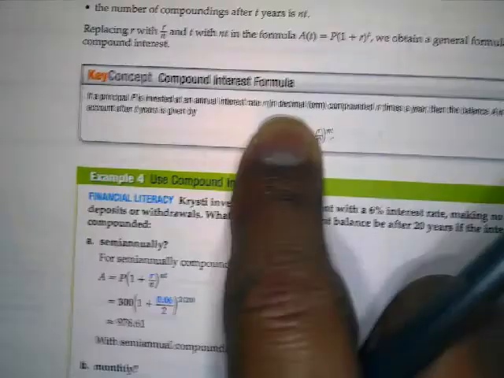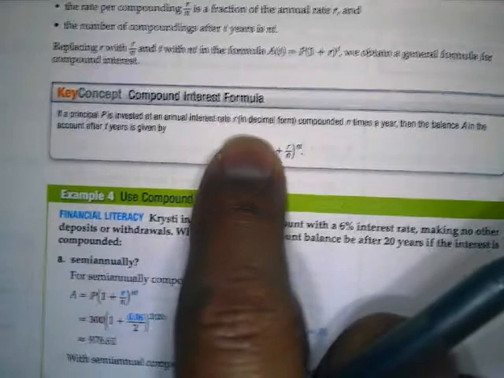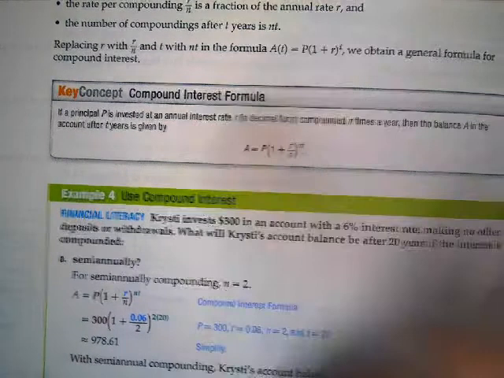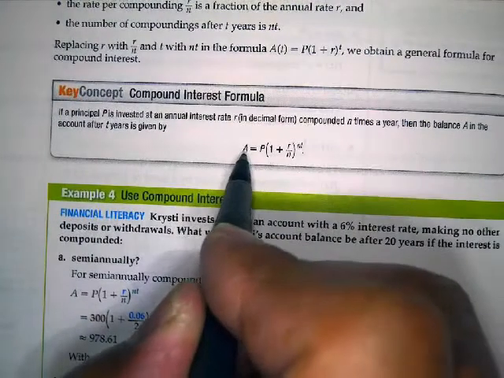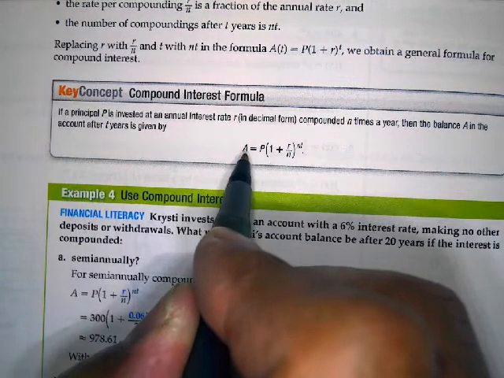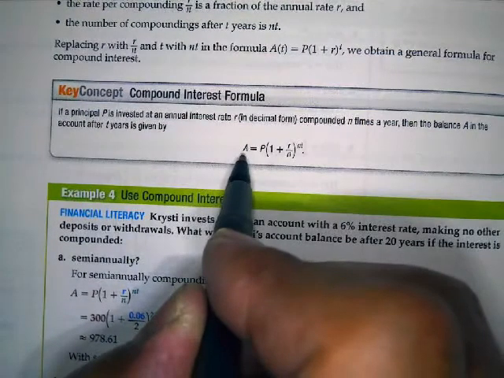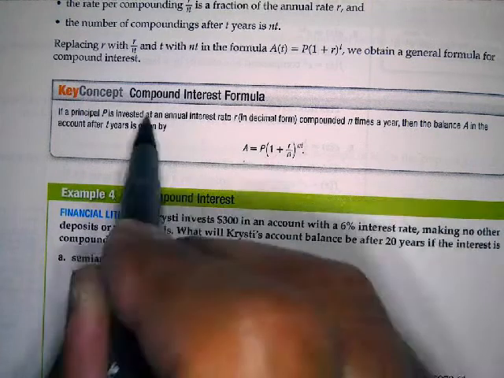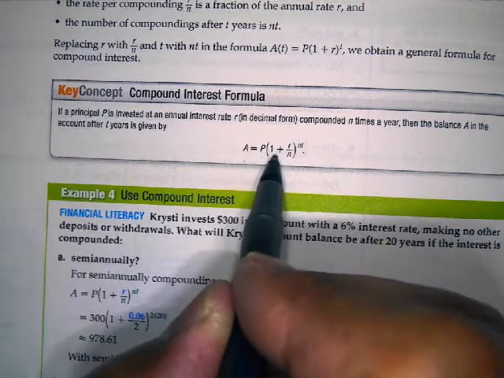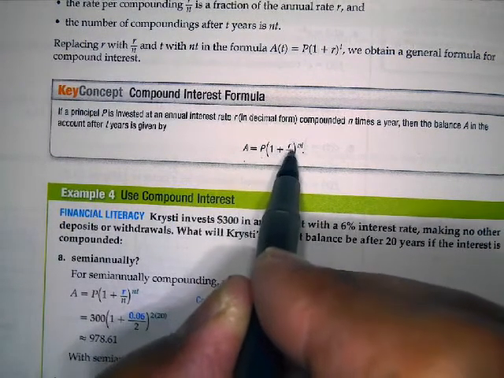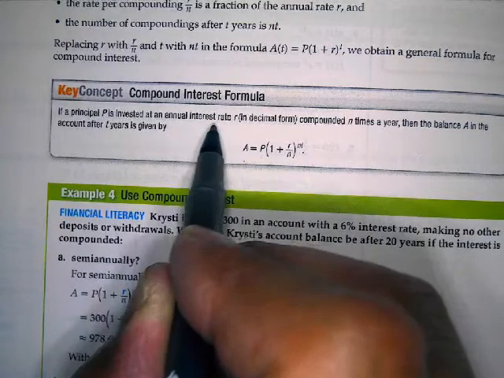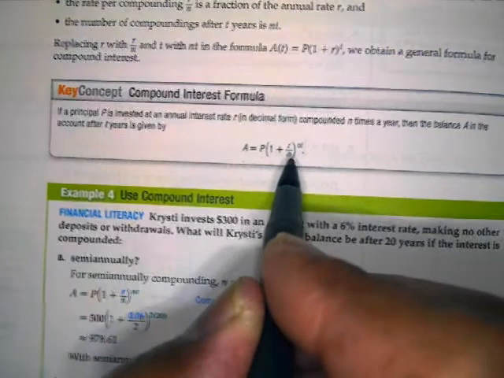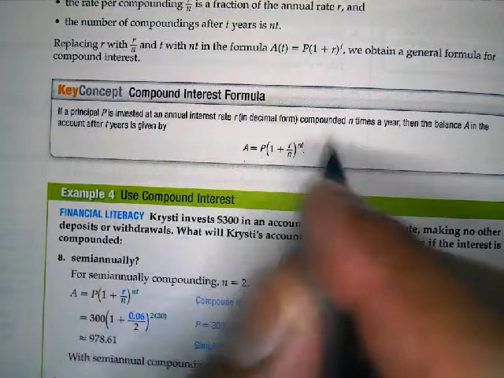Okay, so this R value has to be in a decimal form, right? Because if you look at this formula, there's a lot of letters. There's a P. A is for your account. What's your new account balance, right? That's what's in your account. P is for the principal. That's how much you're initially investing. 1, well, you already know the number 1. Leave it. It's always constant. R is the interest rate. That'll be a decimal.